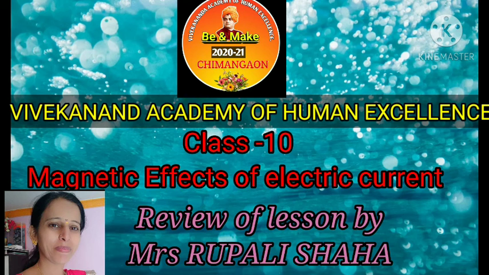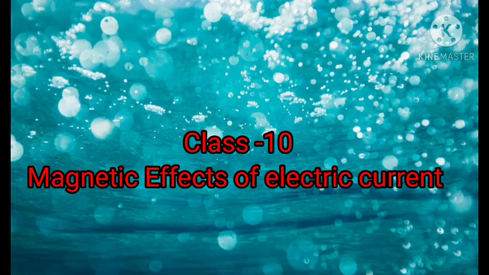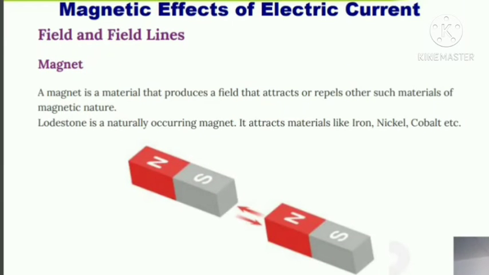We know that the electric current carrying wire behaves like a magnet and it produces magnetism, that is magnetic field. We are going to see the effect of magnetic field and their application in this lesson. We are seeing lesson number 13 in physics, magnetic effects of electric current.